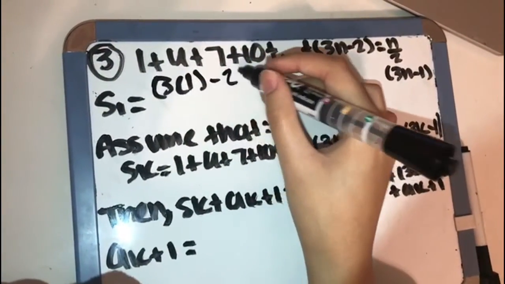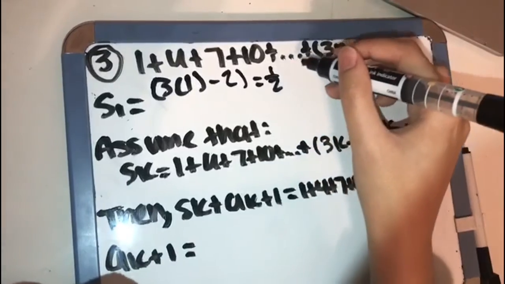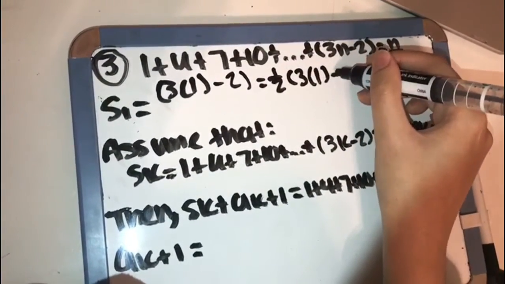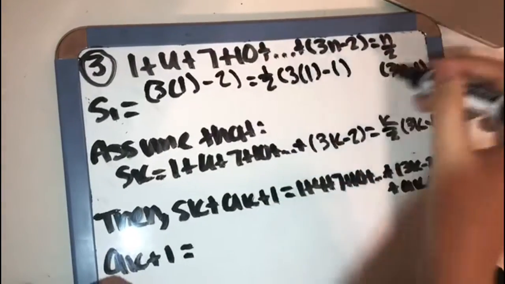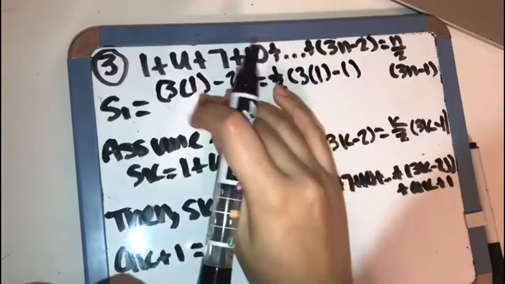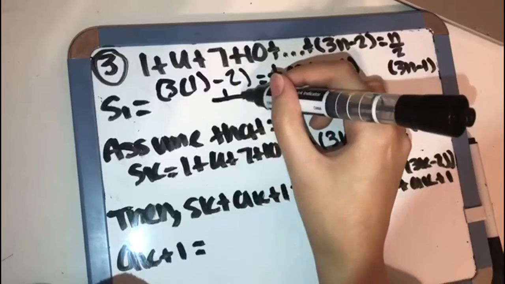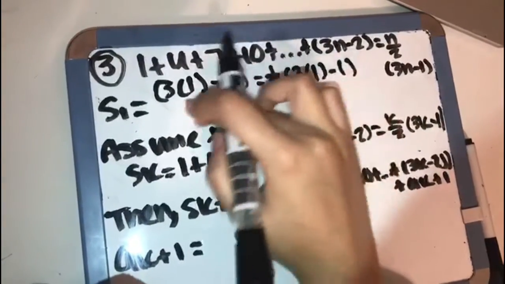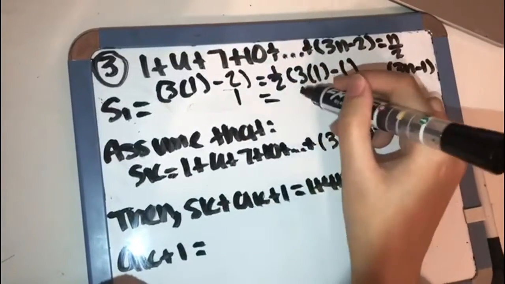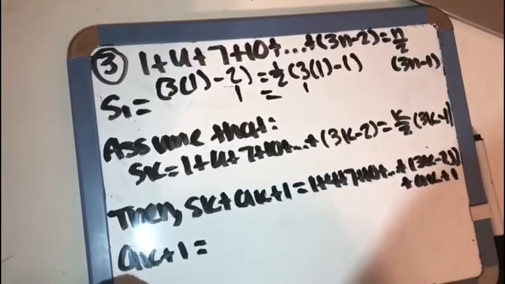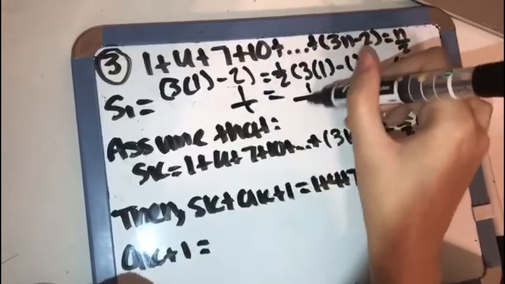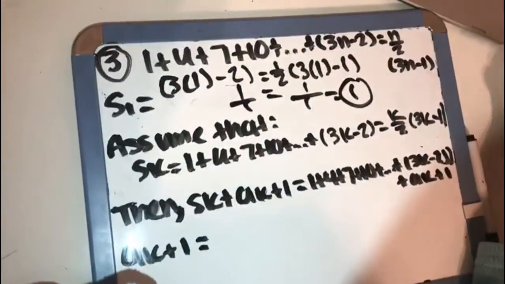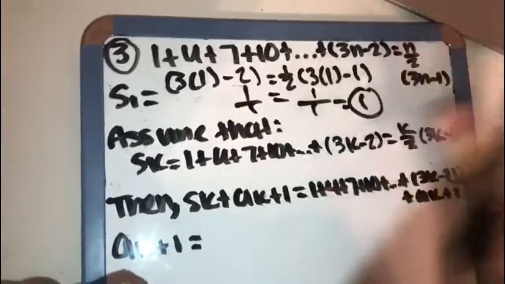So 3(1) minus 2 equals 1 half times (3(1) minus 1). Now, when you simplify all of this, it's just gonna be 1 equals 1. And if you think about it, when you divide it, it's gonna be equal to 1. So this is basically our answer for S1. So S1 equals 1. Okay? Now it's pretty simple.